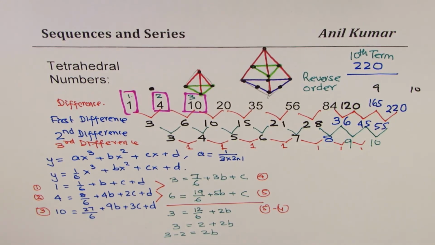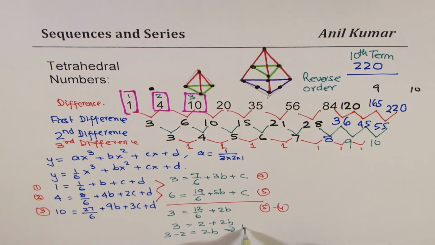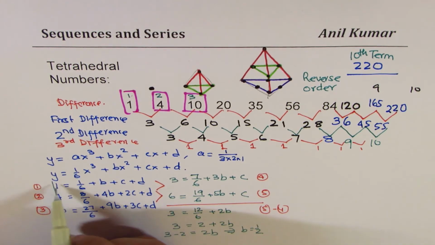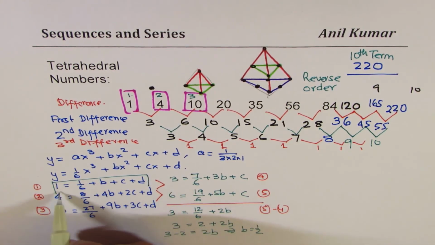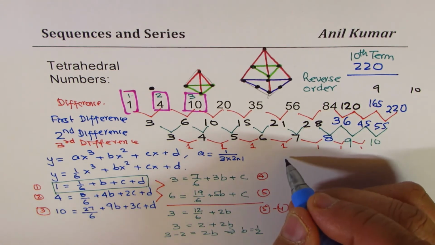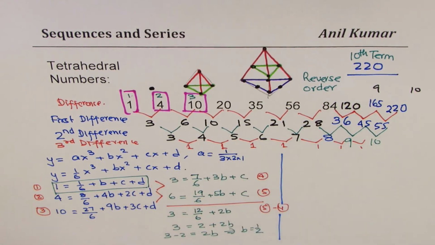B is half, correct? So that gives you the value of b as equal to half. Perfect. So we get the value of b as half. To find c, we can use one of our equations, correct? So I'll substitute b as half in equation number 1. Is that okay? And then we are going to find the value of c. And then we'll move upwards and find d also, correct?